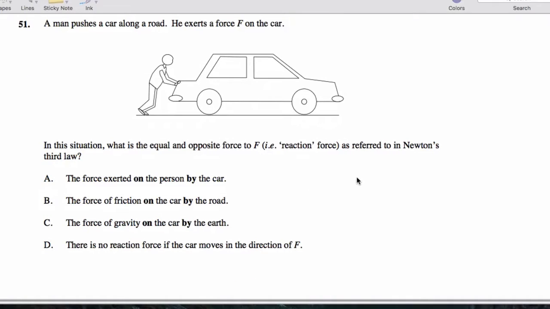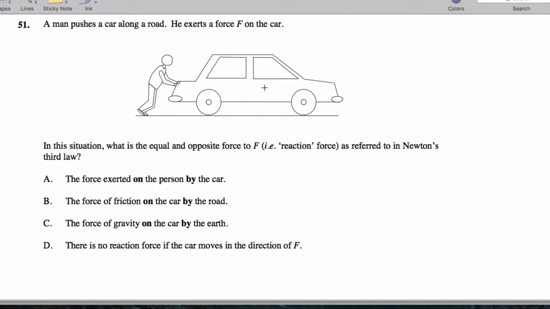All right, question number 51. A man pushes a car along a road. He exerts a force F on the car. What kind of car is this? It's like a Renault. Okay. In this situation, oh my gosh, are you kidding me? See, we finally reached it. I think we're finally repeating concepts over and over. We want the third law situation. So, person pushes car, the reaction force is going to be car pushes back on person.